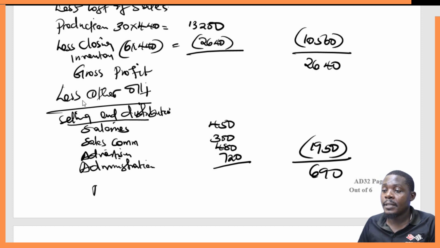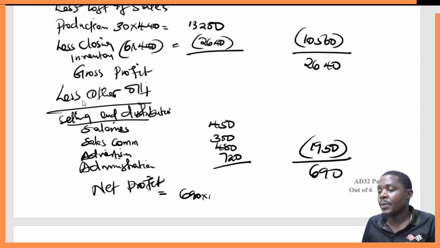690 as our net profit, which is also equivalent to, because it was in thousands, 690,000 as the net profit.